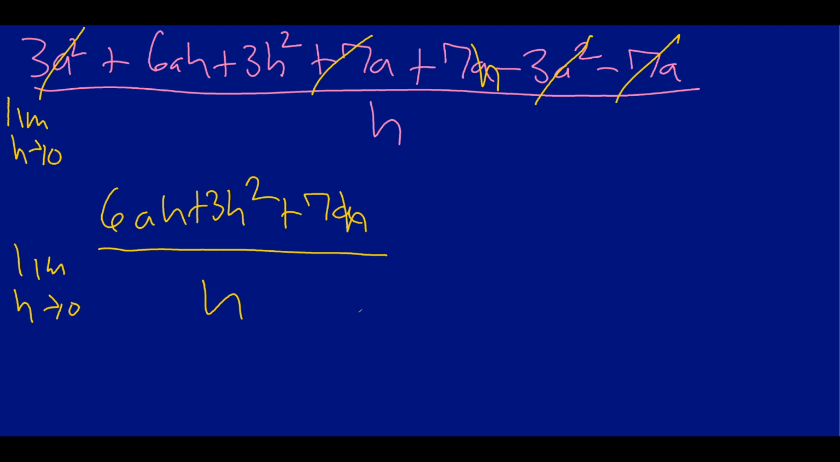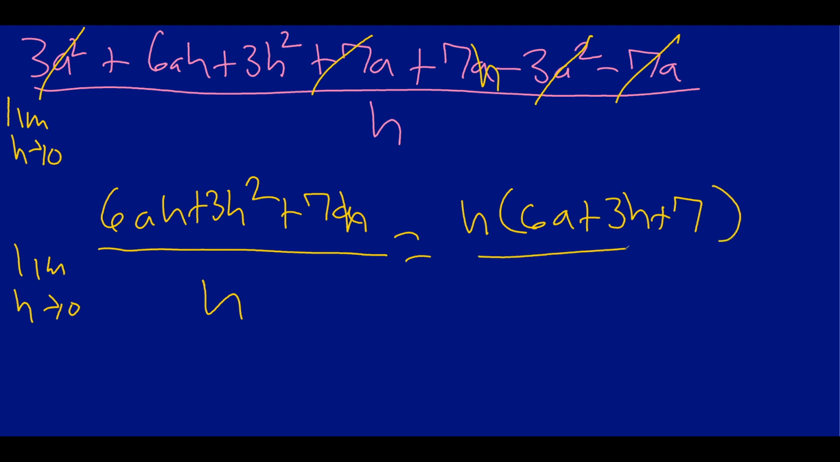All right, now what we do is we factor out the h in the top here. So if I do that, I will get h, and then I will get 6a plus 3h plus 7. That's what we would get right there. And then all this is, of course, going to be over h. And of course, now we can cancel 1h. And so we're almost done.